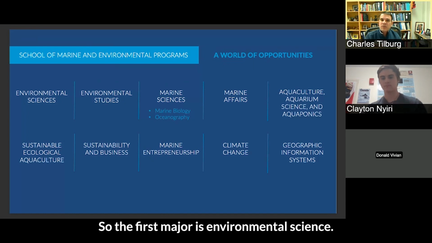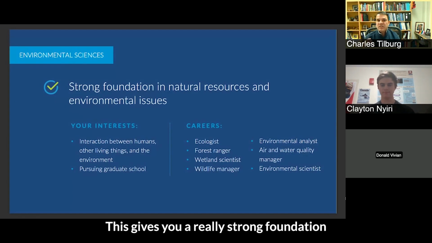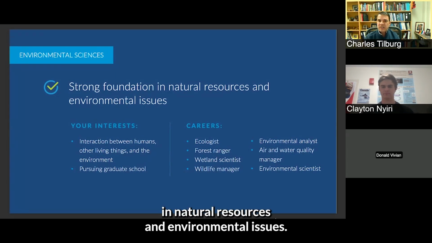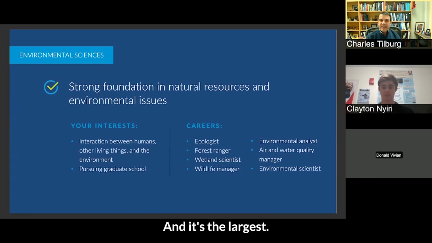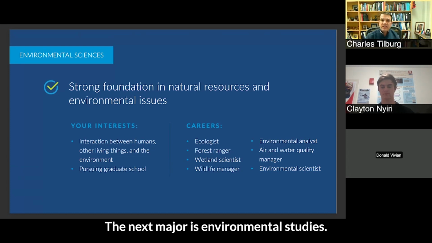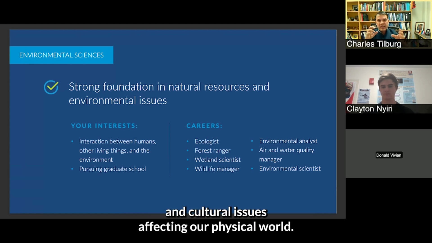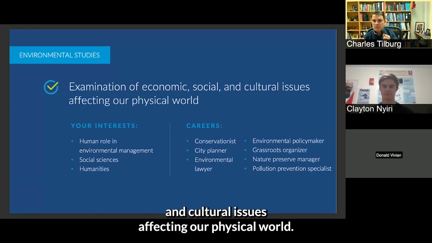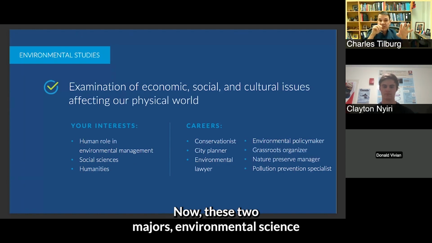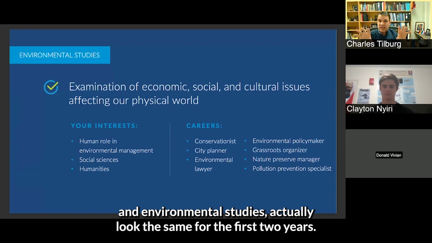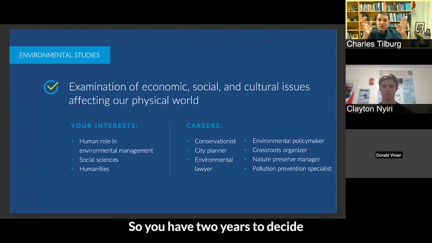So the first major is environmental science. This gives you a really strong foundation in natural resources and environmental issues. And it's the largest, it covers everything. The next major is environmental studies. And instead of looking at the science of the environment, you look more at the economic, social, and cultural issues affecting our physical world. Now, these two majors, environmental science and environmental studies, actually look the same for the first 2 years. So you have 2 years to decide if these are the right majors for you.